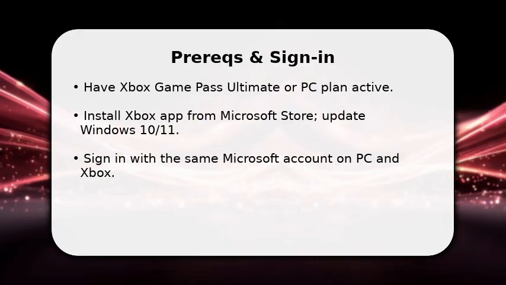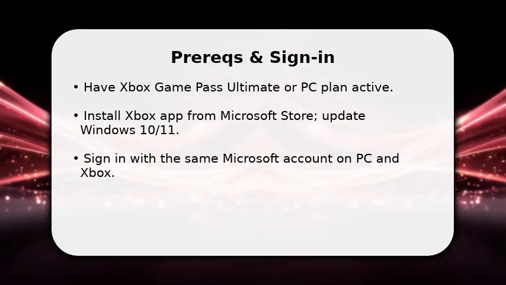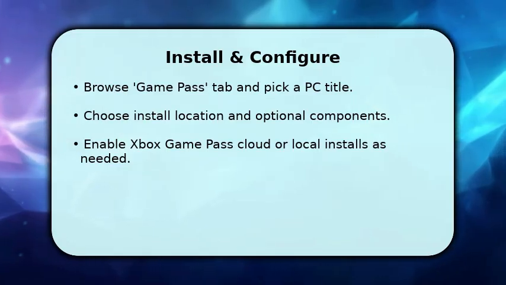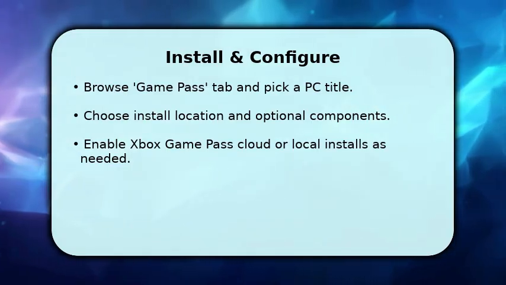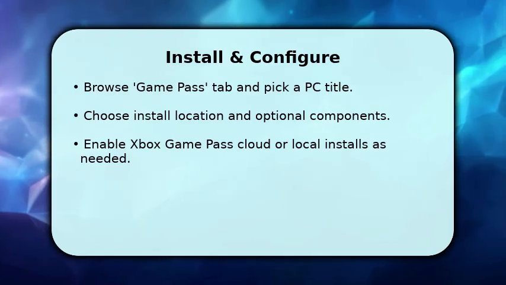Now in the Xbox app, navigate to the Game Pass tab and pick a PC game you want. Click Install and choose the drive and folder, picking an SSD speeds load times.